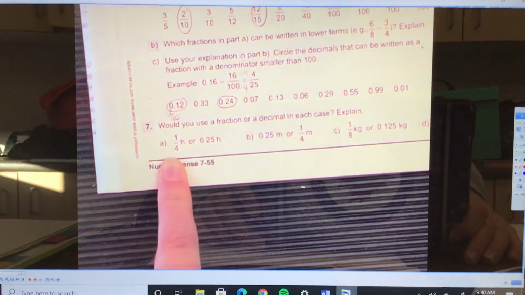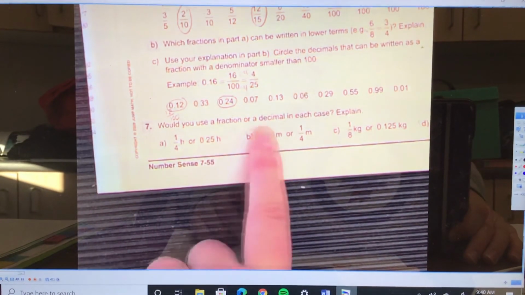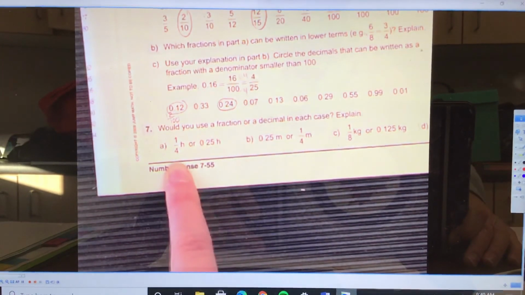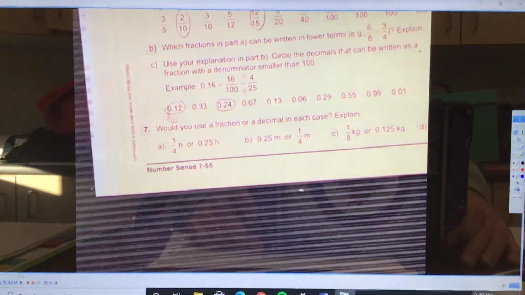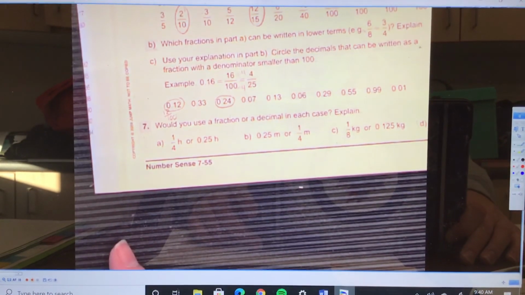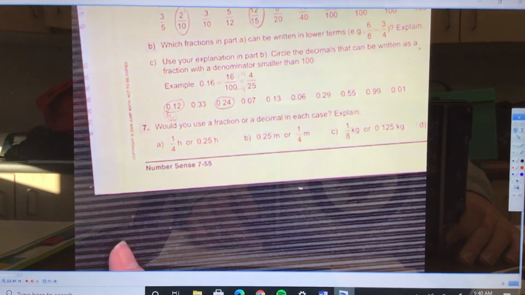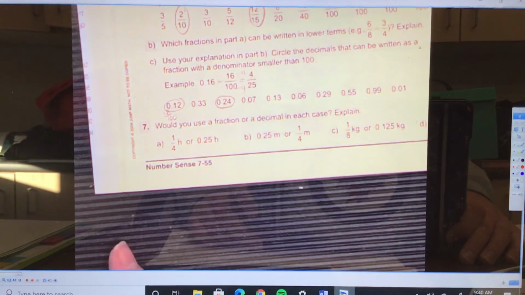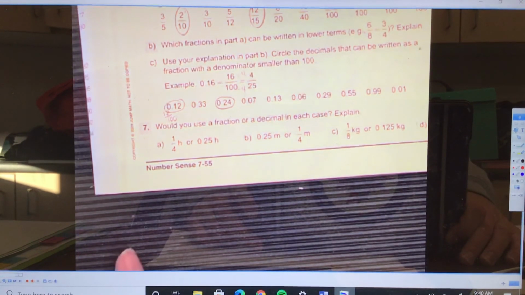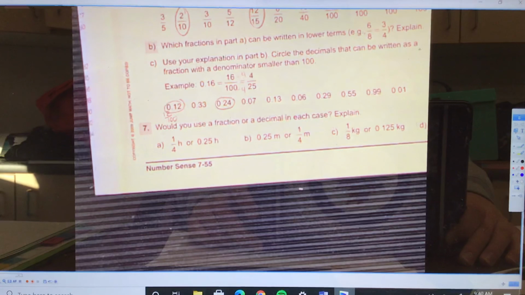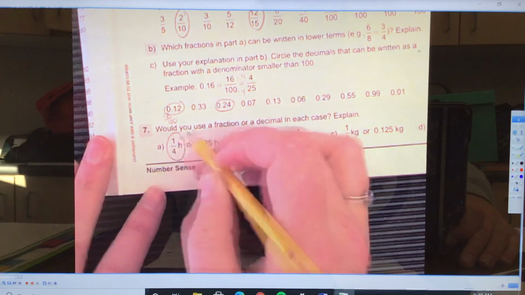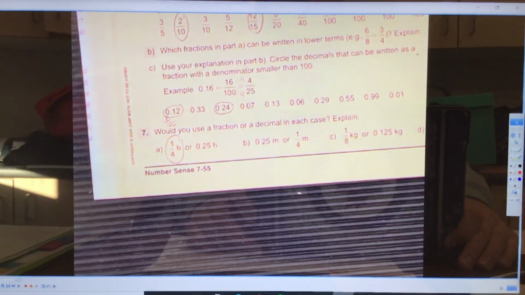So, would you use a fraction or a decimal in each case? So, would you say a quarter of an hour or 0.25 of an hour? A quarter of an hour. Why wouldn't you say 0.25? Johnny? Because it's too long. It's too long. Why else? Angus? Because an hour is 60 minutes. An hour is 60 minutes, so you might get confused and think it's 25 minutes, right? So we might use a quarter. So think about the situation. Some of them, there's not as clear a right or wrong answer, but that is one.